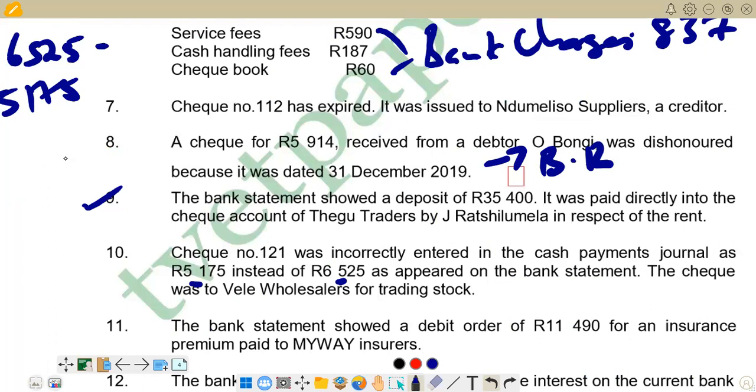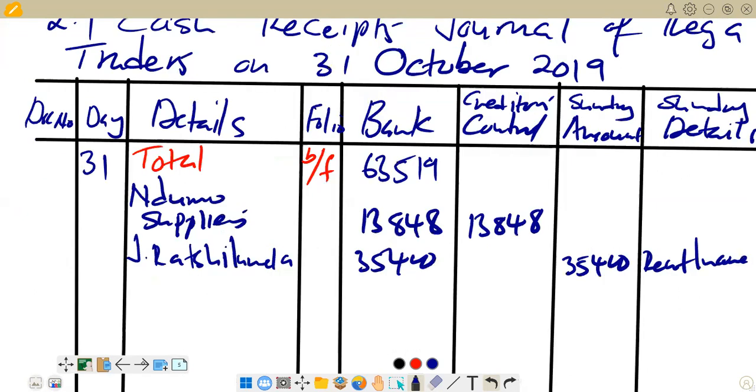Let's try to calculate. We are having 6,525, and then we subtract 5,175. The answer that we are going to get is 1,350. So here we've got 1,350. This is the one that we are going to put in the cash payments journal. So we can go there and see what we have in the cash payments journal.